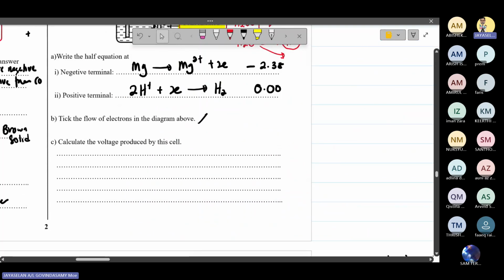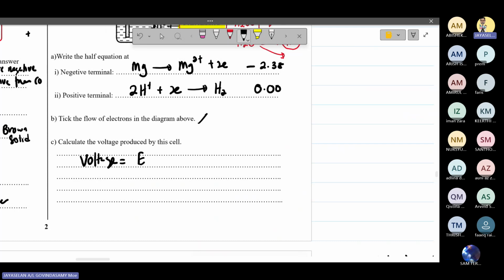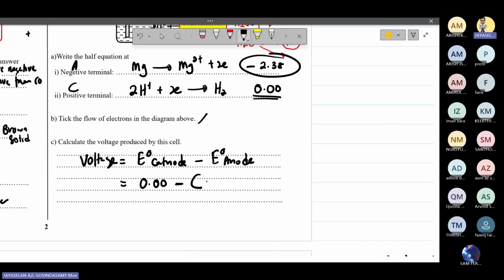Okay, so how to find the voltage? So you write down the formula, the voltage equals E naught value of cathode minus E naught value of anode. The cathode is how much? This is positive terminal cathode, negative terminal anode. Cathode, the value 0.00 minus bracket ambil semua, negative 2.38. So you will get positive 2.38 unit volt. You already scored 2 marks. Any question? All of you understand?